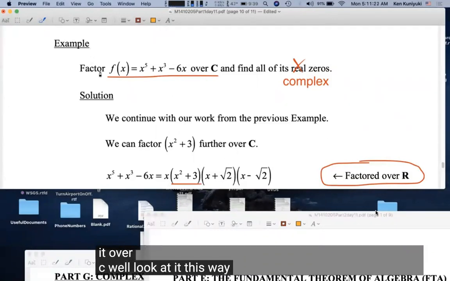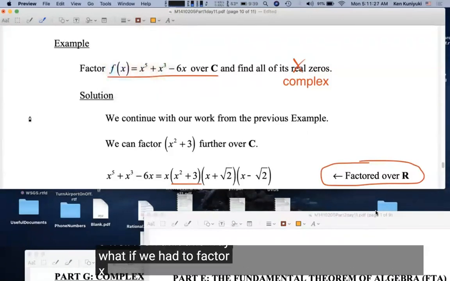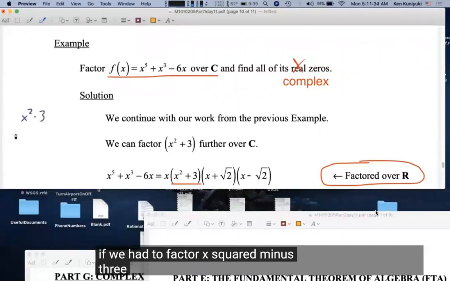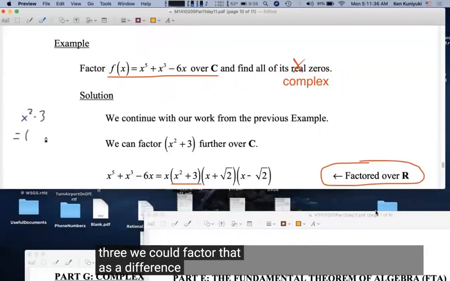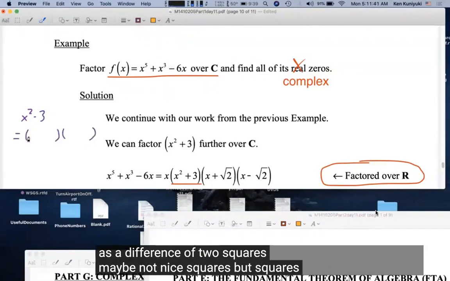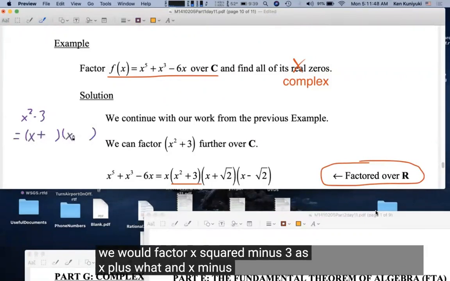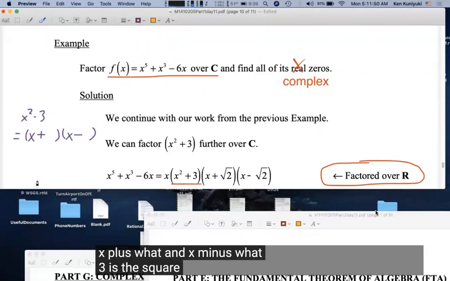Well, look at it this way. What if we had to factor x squared minus 3? We could factor that as a difference of two squares. Maybe not nice squares, but squares. We would factor x squared minus 3 as x plus what, and x minus what? 3 is the square of what number? The square root of 3.